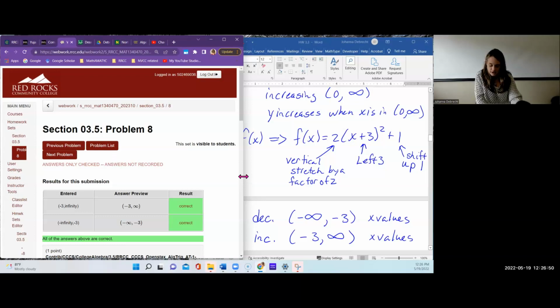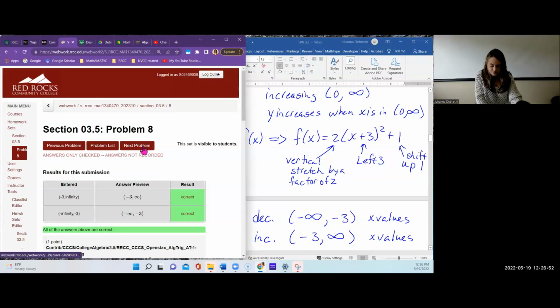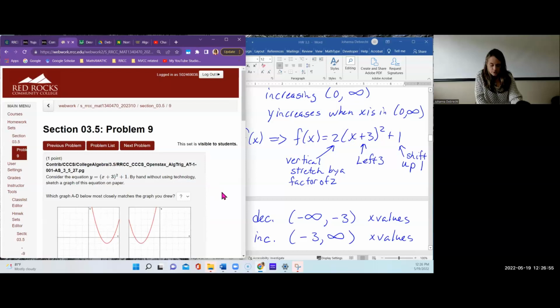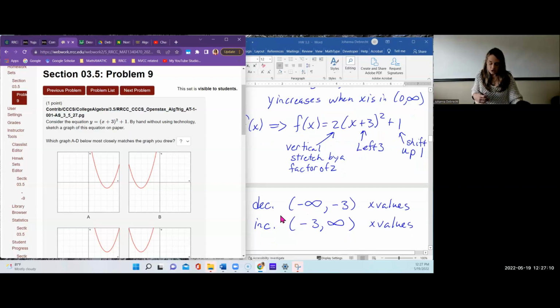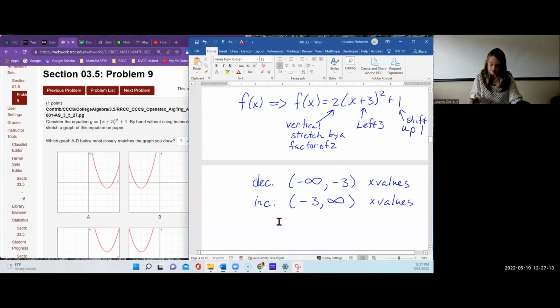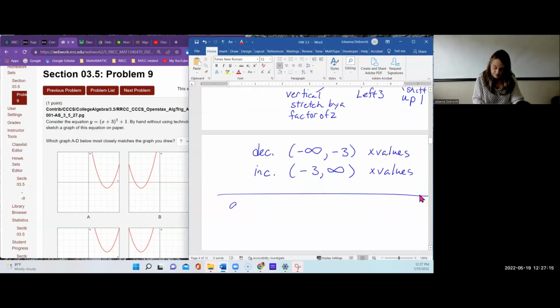Let's take a look now at our next problem. On number 8, we're to look at this equation, y = (x + 3) squared + 1. Without using Desmos or some other technology, how do we know what this graph would look like? Let's go ahead and write down the equation and describe what's happened to the equation. Our equation is y = (x + 3) quantity squared + 1.